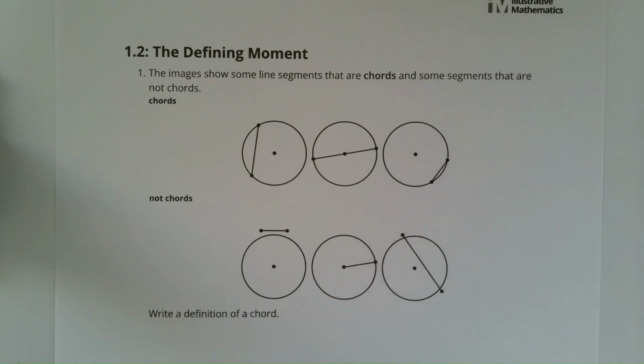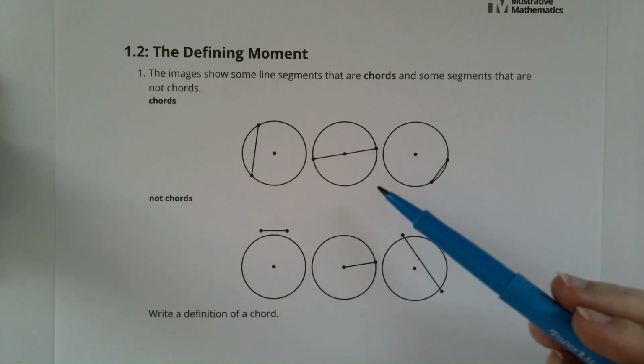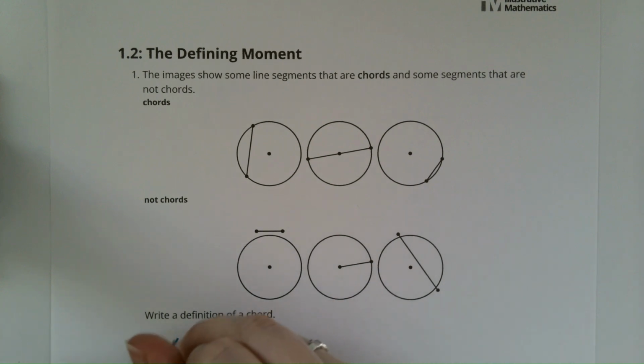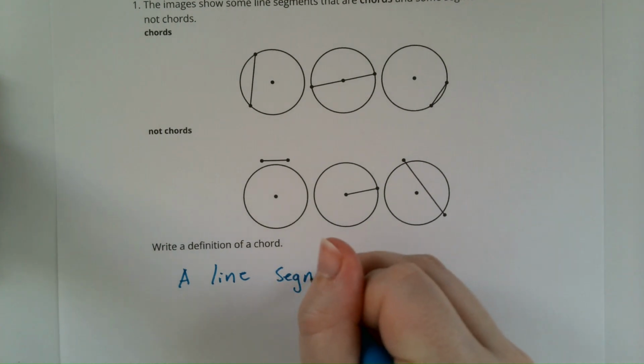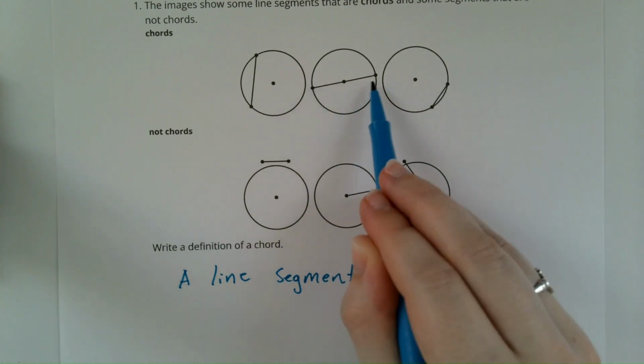An important thing in math is having the right words to explain something. You might be able to tell, oh, yeah, I understand why this is a chord and why this is not a chord. But how can you articulate that with the specific, precise words that you need to use? So the definition of a chord is a line segment. And remember, a line segment is different from a line. A line goes on forever in both directions. A line segment has distinct endpoints. So we can see the distinct endpoints here.